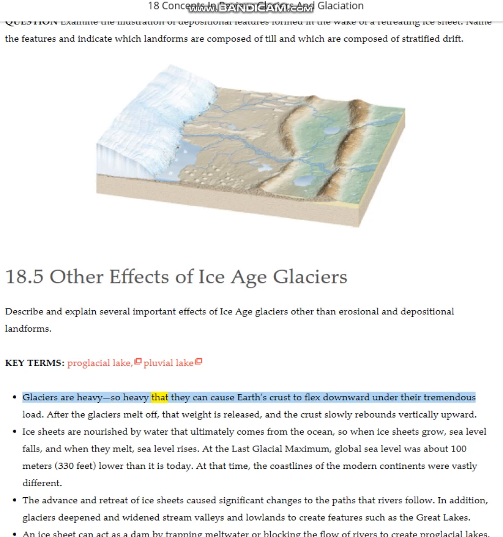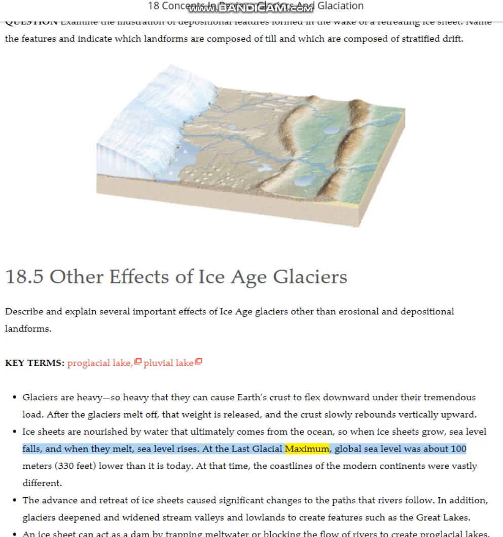Glaciers are heavy, so heavy that they can cause Earth's crust to flex downward under their tremendous load. After the glaciers melt off, that weight is released, and the crust slowly rebounds vertically upward. Ice sheets are nourished by water that ultimately comes from the ocean, so when ice sheets grow, sea level falls, and when they melt, sea level rises.